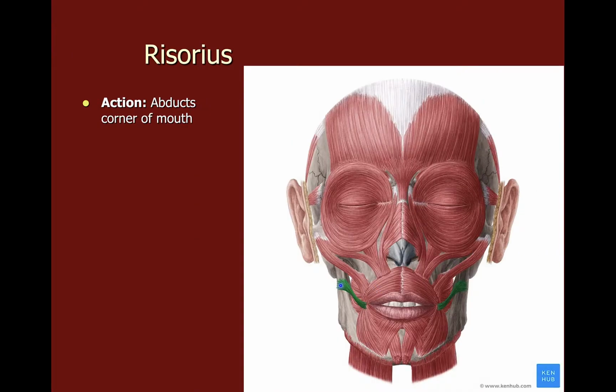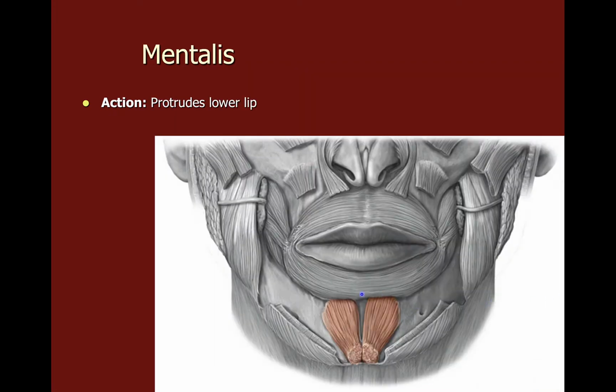Risorius, here in green, is a little muscle that's going to abduct the corners of our mouth. Mentalis, if you remember the mental protuberance, this is going to protrude our lower lip. So when you're sad and you stick your lower lip out, this is the muscle that you are contracting.